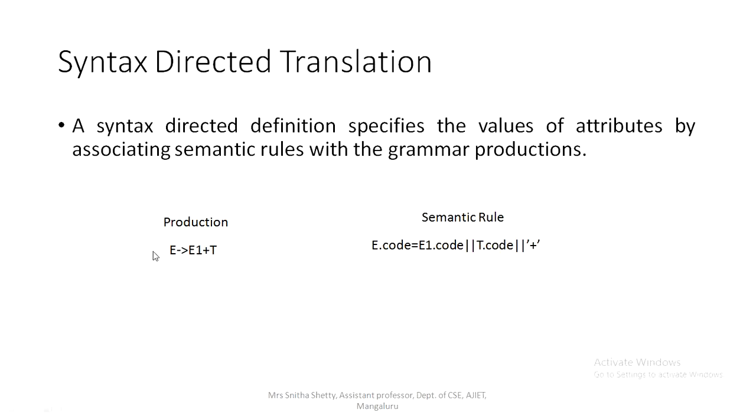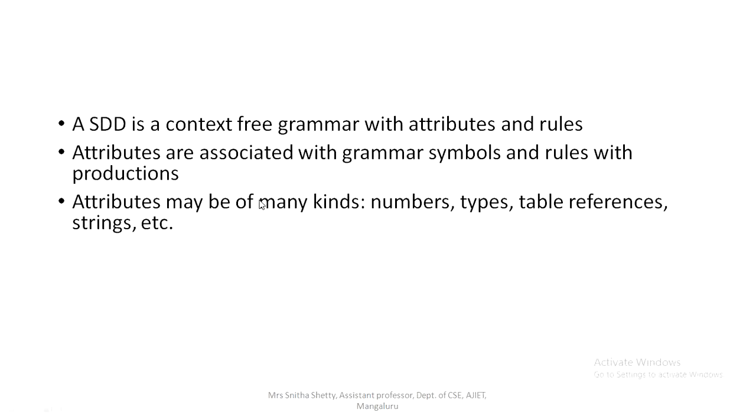So how to add the rule? If the production is E gives E1 plus T, we are writing E.code, E1.code, T.code, and finally we are writing the operator. The operator is plus. So SDD is a context-free grammar with attributes and rules. The attributes are associated with the grammar symbols and rules with the production.